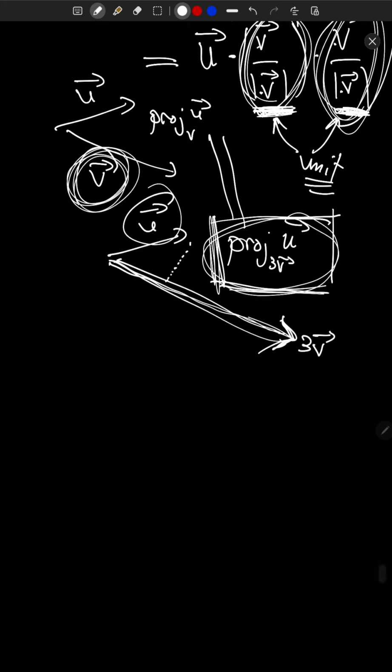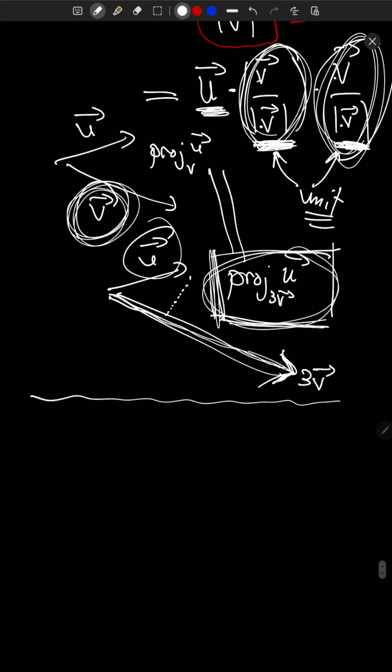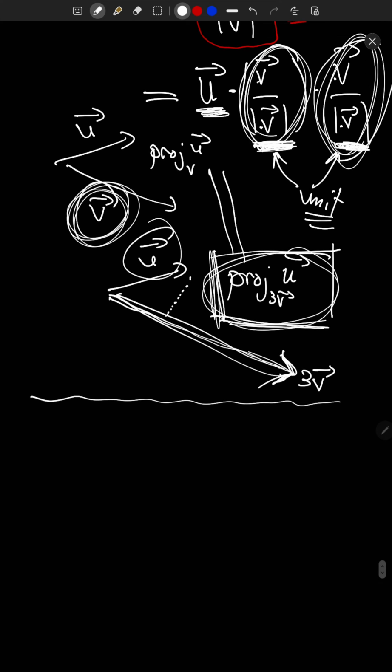All right, so the length of u certainly does matter, right? If I change the length of u, the projection is definitely going to change, but not v. So that's our formula for the projection.